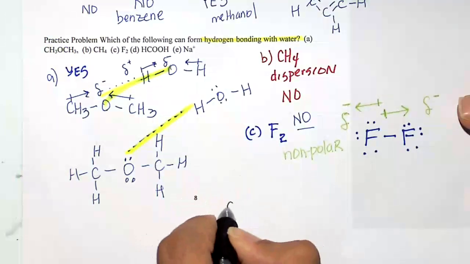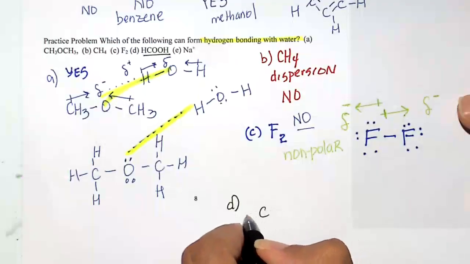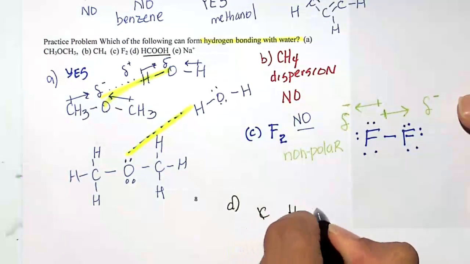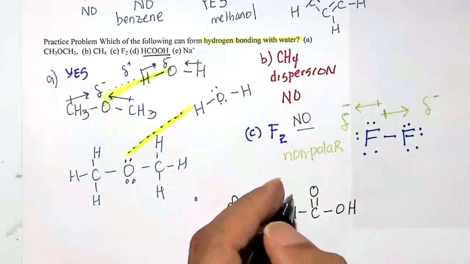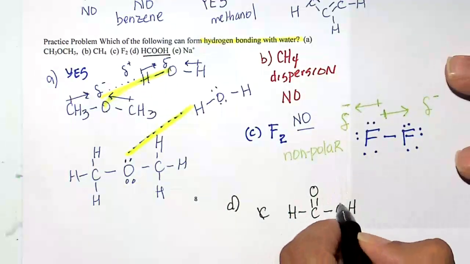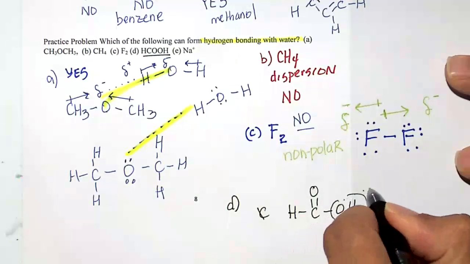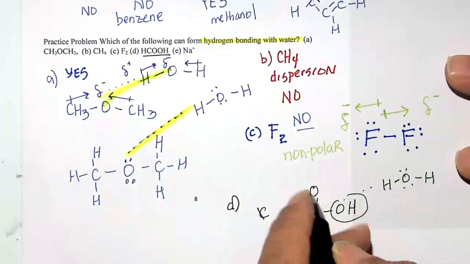All right, last two here. How about this? HCOOH. This is called formic acid. It's a carboxylic acid. That's not something you need to know, but the answer is yes. This can hydrogen bond with water. Okay.